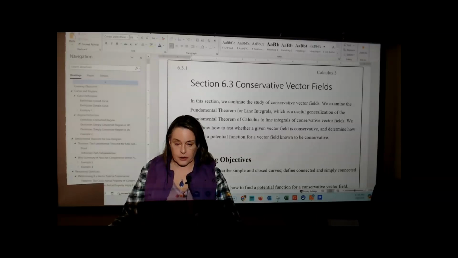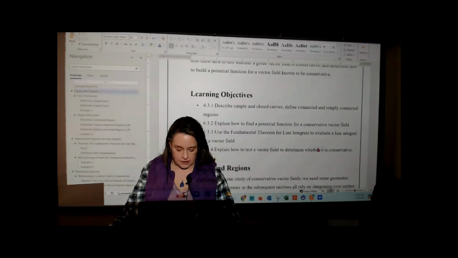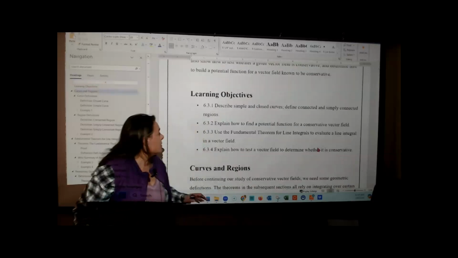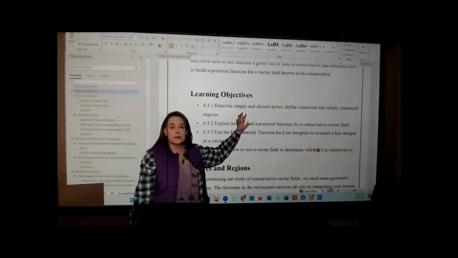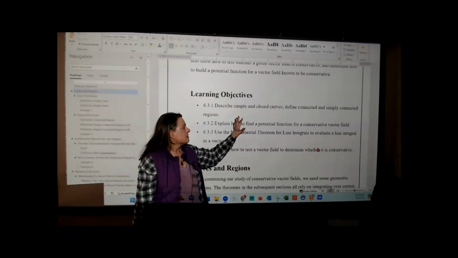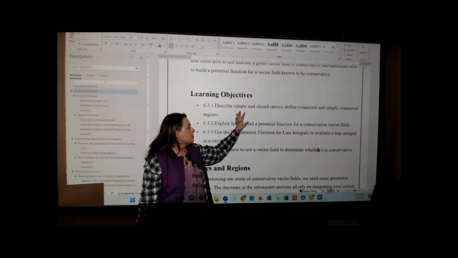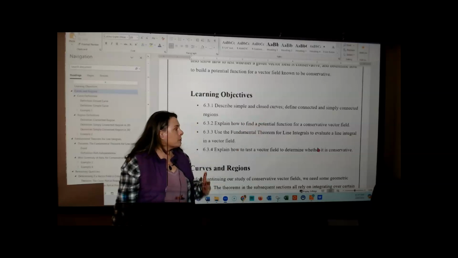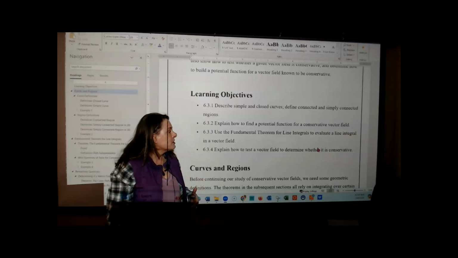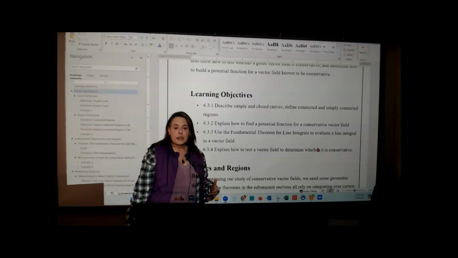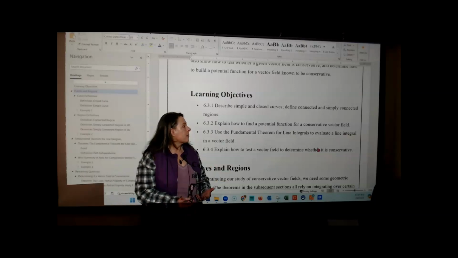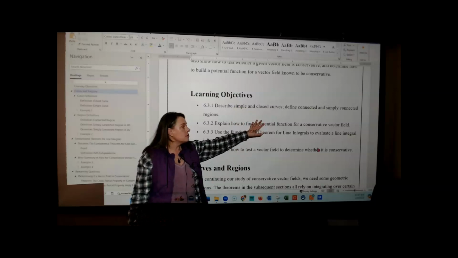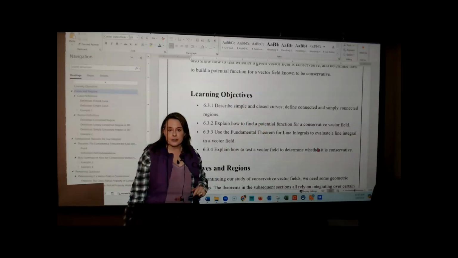We have several learning objectives in this section. We're going to start by describing some curves and regions. The curves are simple curves and closed curves. Then the regions are connected regions and simple regions. We can also combine these together so that we can have a simple closed curve or a simply connected region.